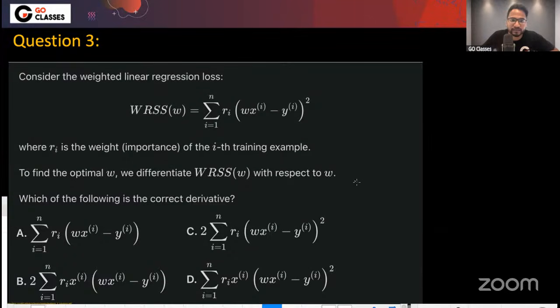Consider the weighted linear regression loss. Here they have put some weight: Ri is the importance of the ith training example. To find the optimal W, we differentiate WRSS, the loss function, with respect to W. So what is the differentiation? That's what they're asking. This is easy. Basically you need to differentiate with respect to w. Let me help you understand this on the next page.